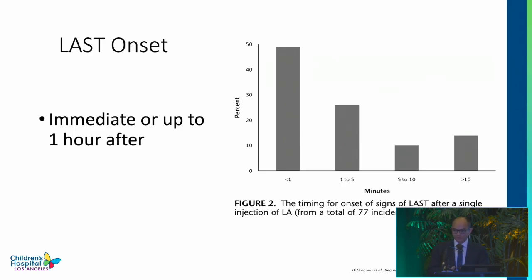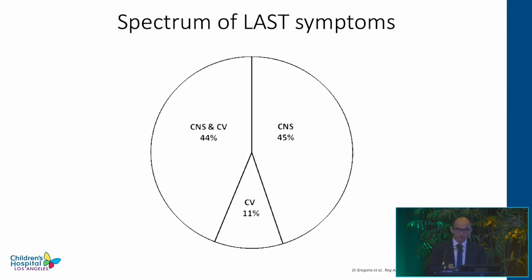From those 77 cases, this pie graph shows the distribution among CNS only, cardiovascular only, and combined symptoms. You see about 45% have CNS symptoms only, 11% cardiovascular symptoms only, and 44% a combination of CNS and cardiovascular symptoms. So we do see that cardiovascular symptoms can happen without CNS involvement.